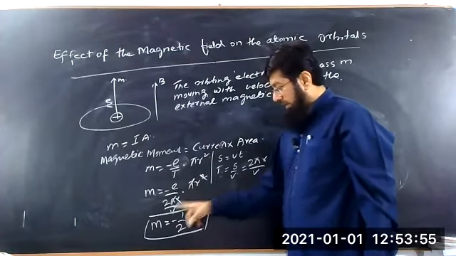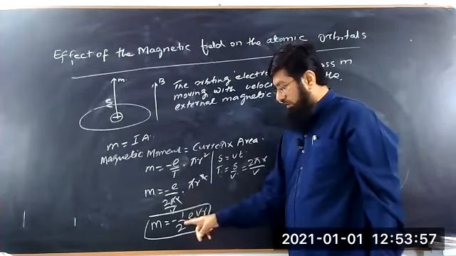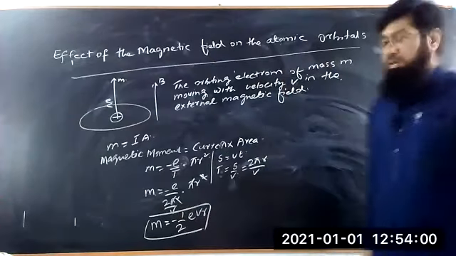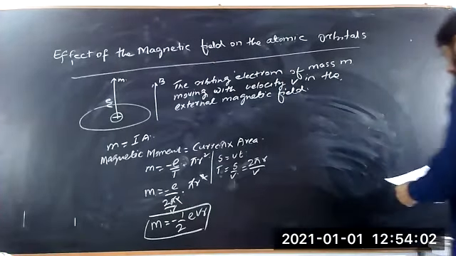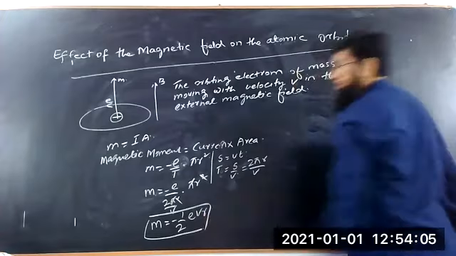E R and this V goes to this. This is 1 upon 2. Minus indicates because it is the electron. So this is the magnetic dipole moment.